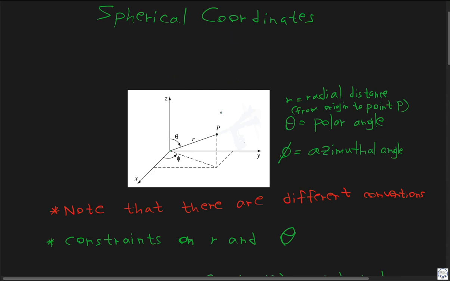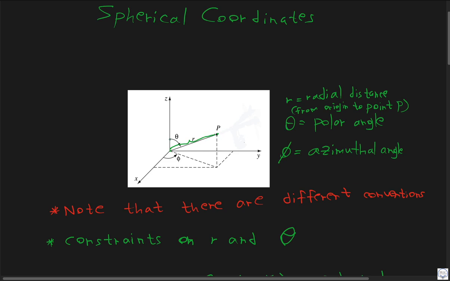Now, spherical coordinates are a way of representing locations of points in 3 dimensions, just like the cylindrical coordinates, and we need 3 different numbers to identify the location of a point that we're interested in. Let's say that point is P, and r is defined as the distance between the origin and the point P. This particular distance is r.